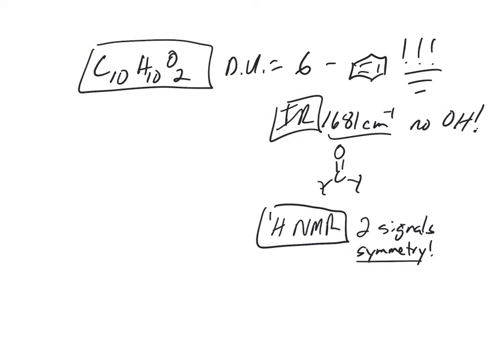We see a peak at 2.82 and another peak at 8.13. This one is worth 6 H's and it's a singlet. This is worth 4 H's and it's a singlet. So a couple things to look at here. Let's look at 8.13. What region in the NMR is that? Benzene ring, the aromatic region, right? And it's worth 4 hydrogens. So what does that tell us?